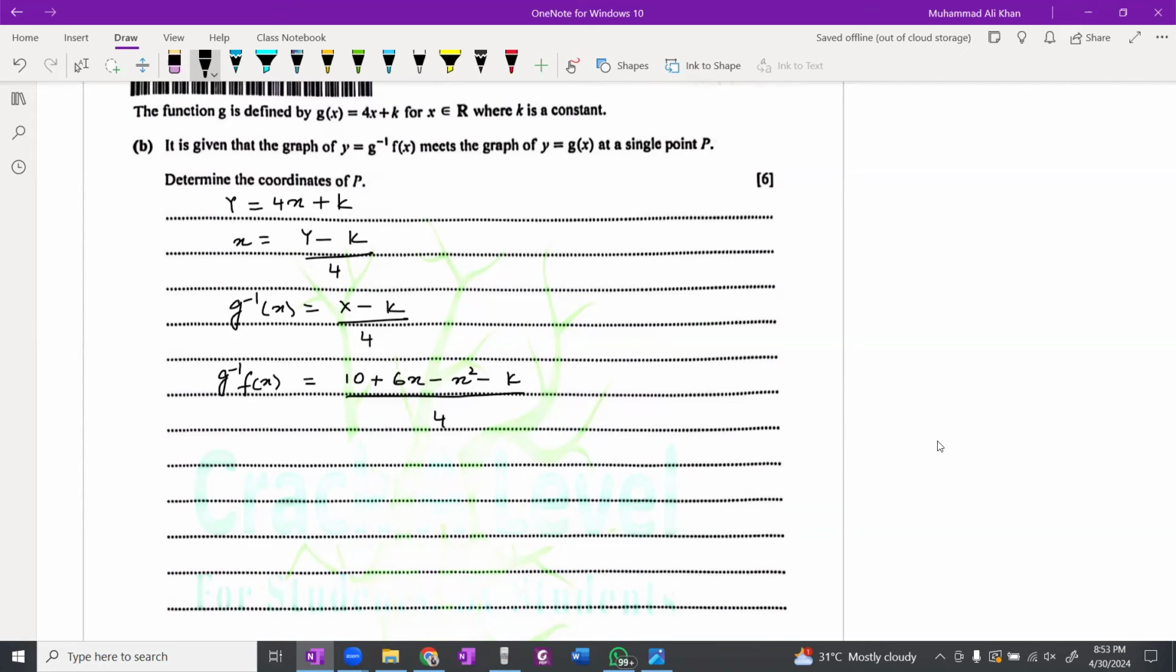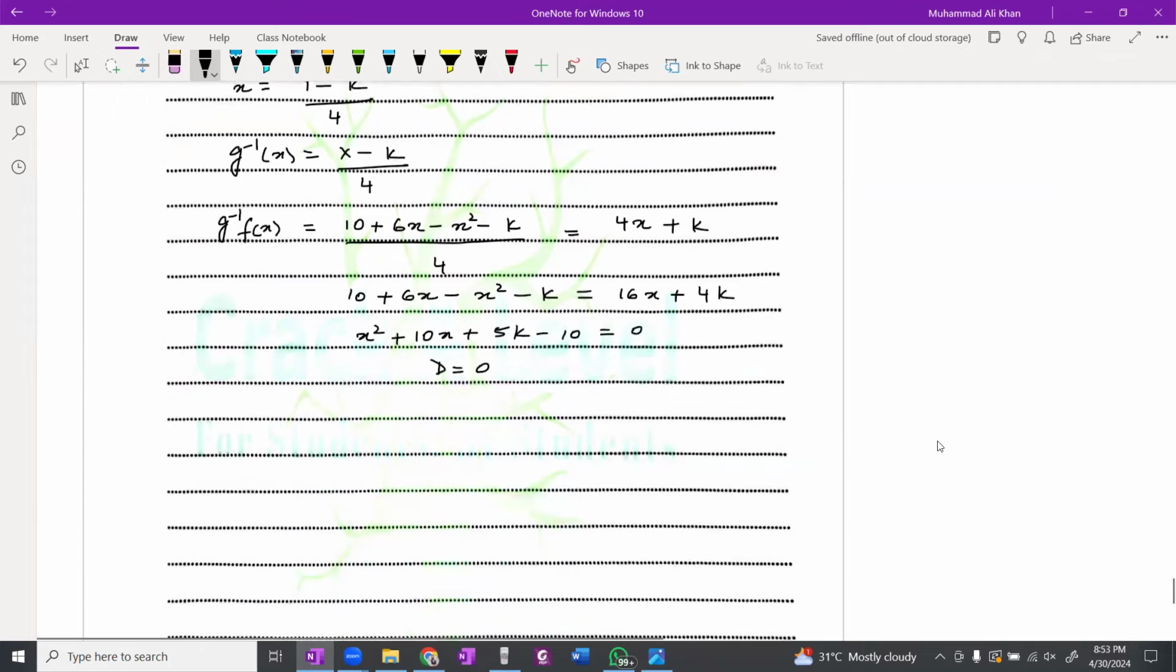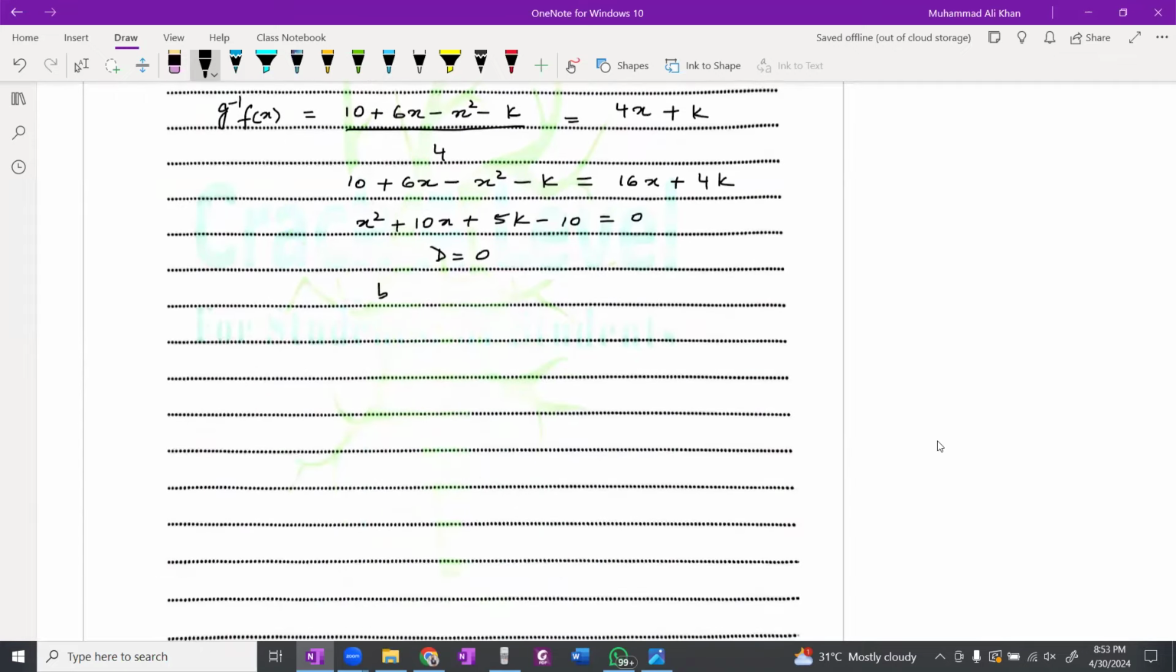And what is y equals g(x)? The g(x) is 4x plus k. We compare both of the graphs so that we can get an equation in terms of x only. So 10 plus 6x minus x squared minus k equals 16x plus 4k. Now it will be x squared plus 10x plus 5k minus 10 equals 0. The discriminant is also equal to zero because they are intersecting at a single point.